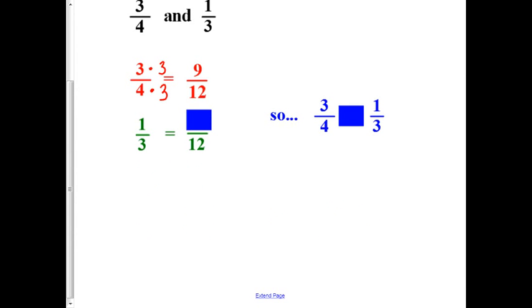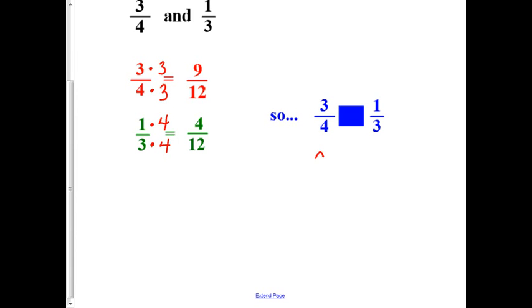If we look at 1/3, I can do 3 times 4 to get 12, and so I need to do the same thing to the numerator. I need to multiply by 4. So in this case, 1/3 then is going to be equal to 4/12. So now I can easily compare those.